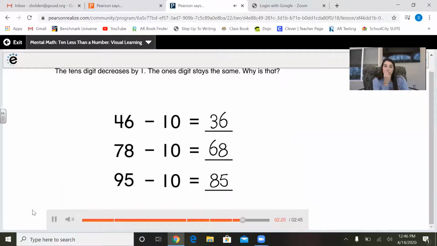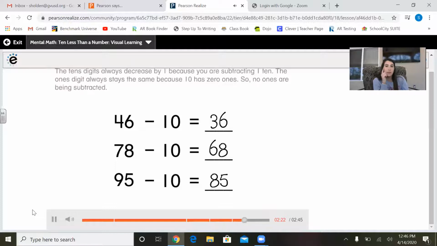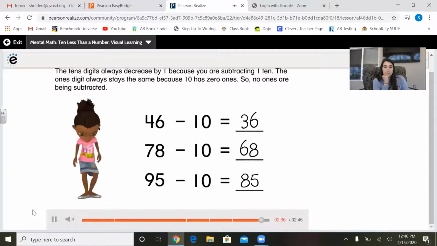Why is that? Why do you think? The tens digits always decrease by 1 because you are subtracting one 10. The ones digit always stays the same because 10 has 0 ones. So no ones are being subtracted. Remember, when subtracting tens, the tens digit changes, but not the ones digit.